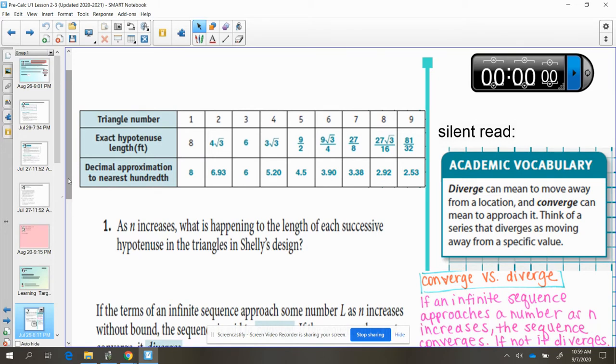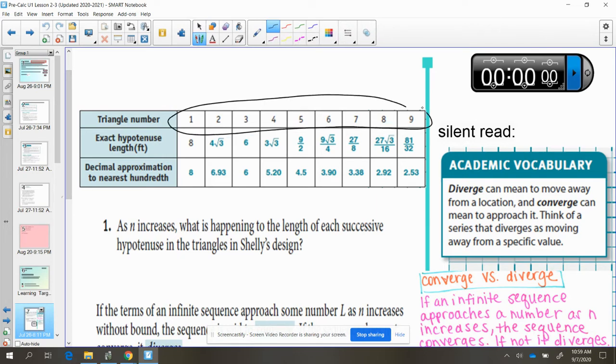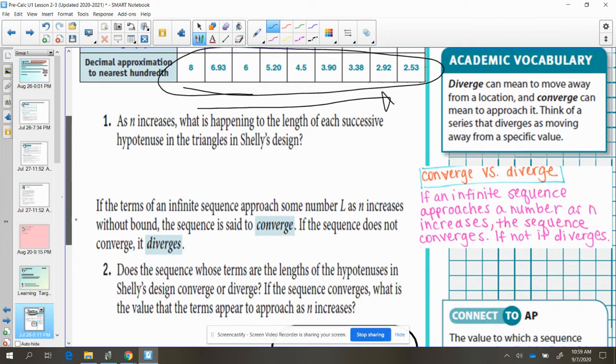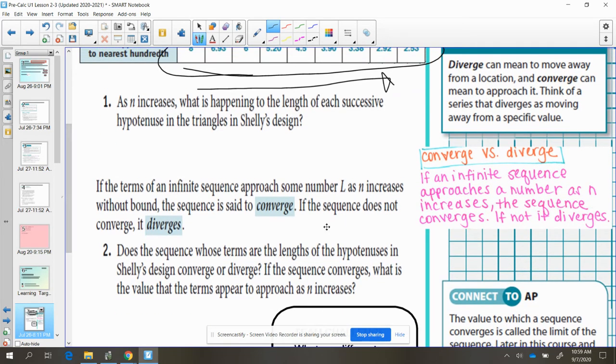Now, this lesson starts off referencing back to lesson 2.1, our lovely Shelley's seashell experiment. And basically what they're asking in number 1 is, as these values increase here, what is going on with our hypotenuse lengths? Well, as these values get bigger, notice our hypotenuse lengths are actually getting smaller and they're approaching 0. While they'll never get there, they'll just get infinitely close to it. And basically what's happening is that our series is converging towards 0.